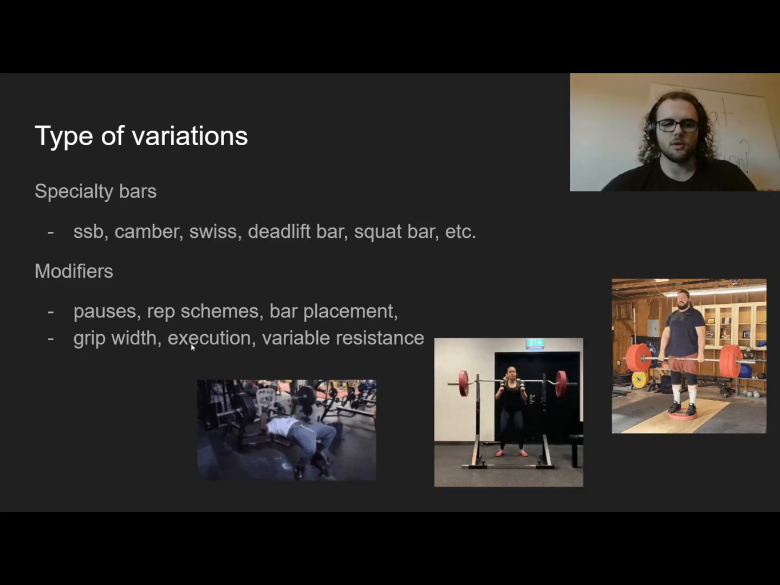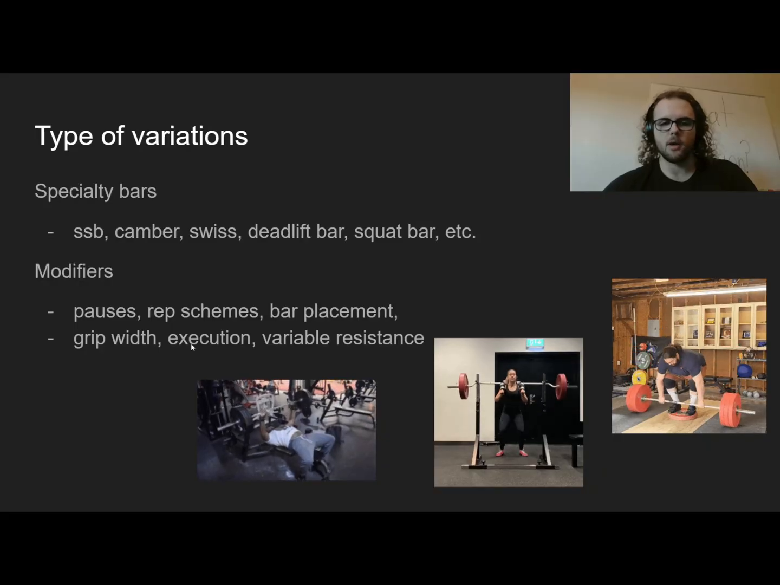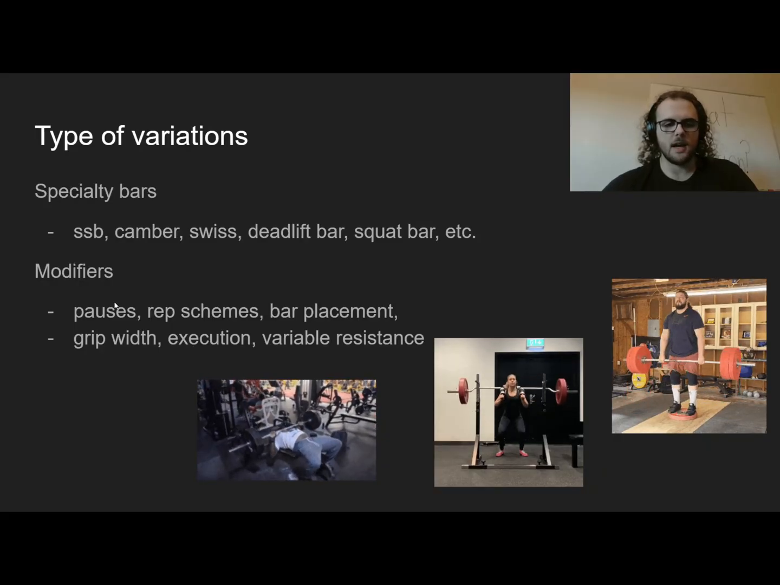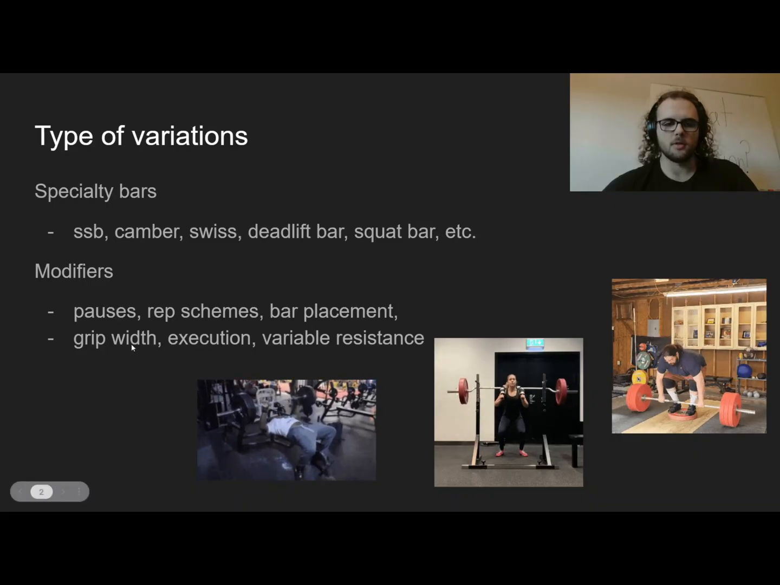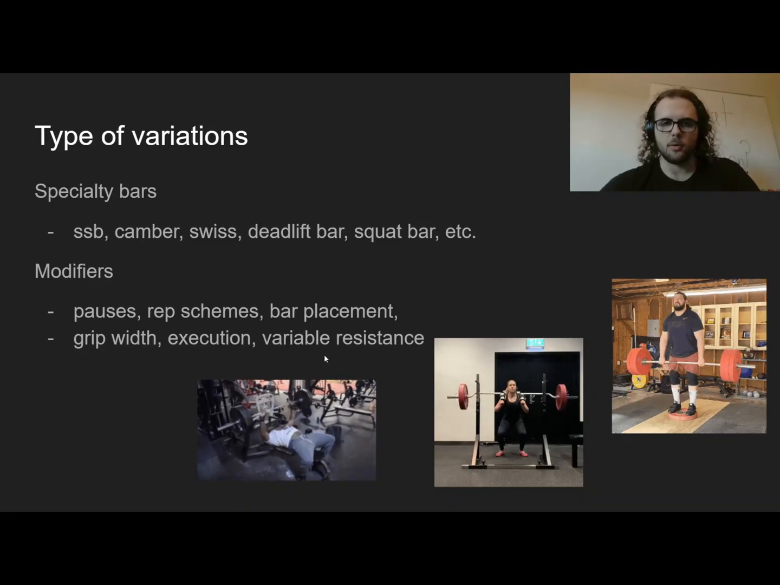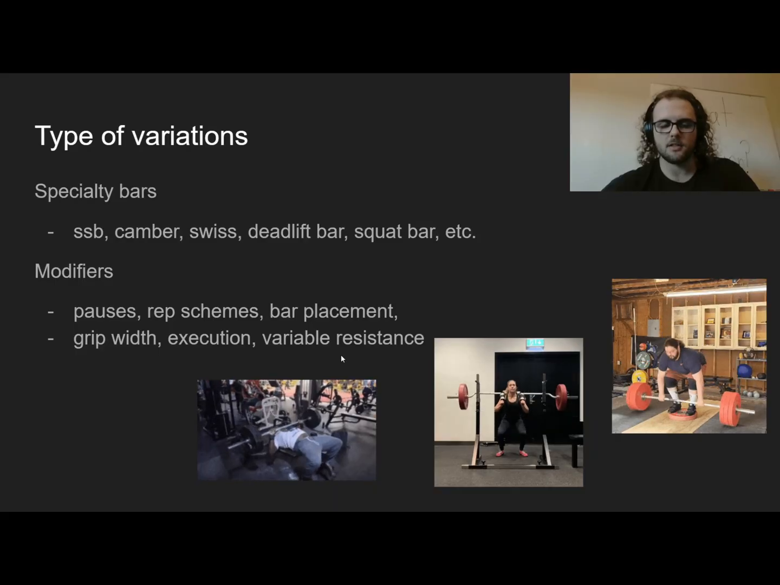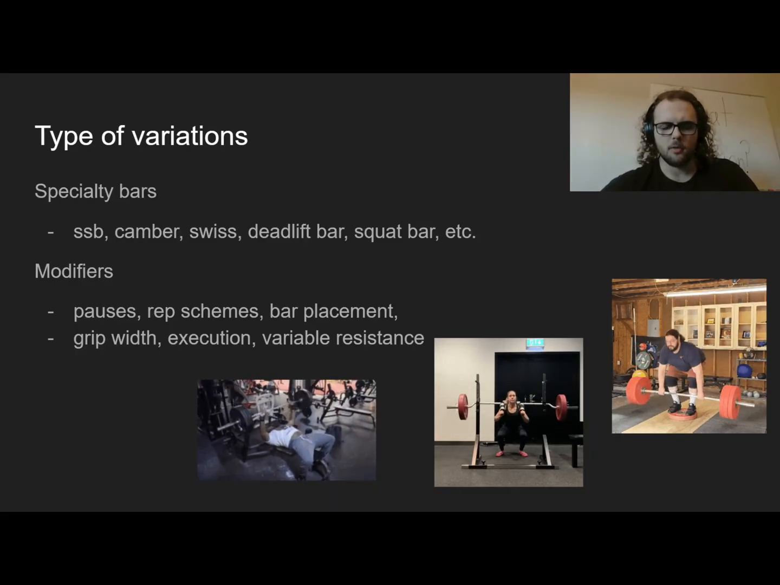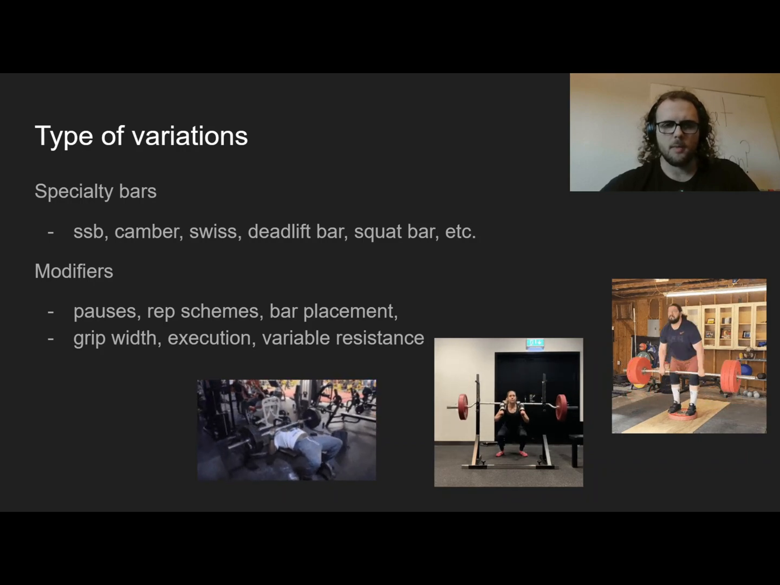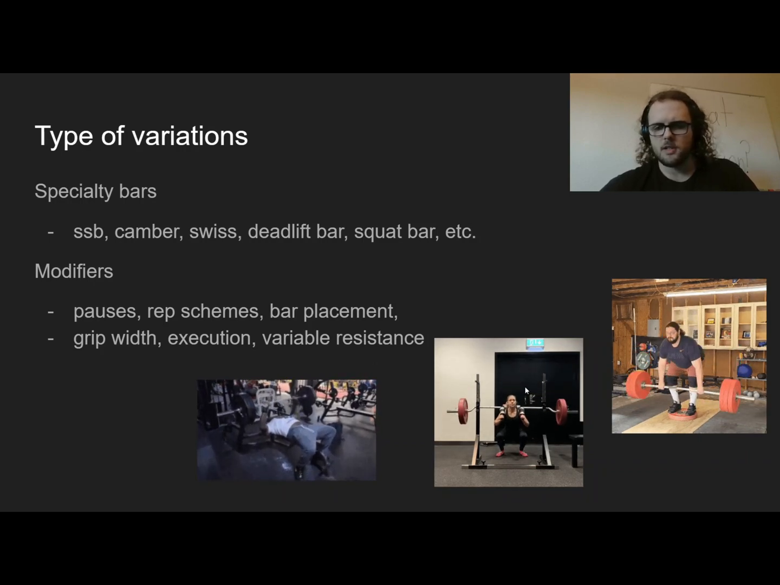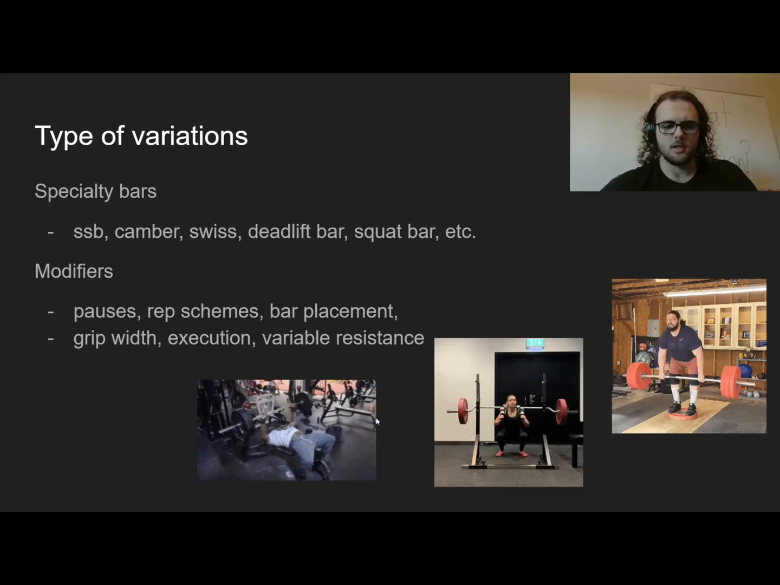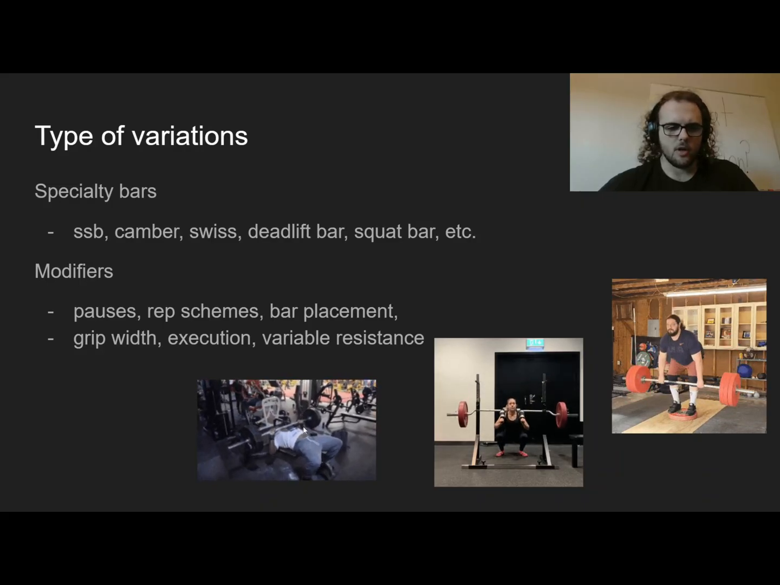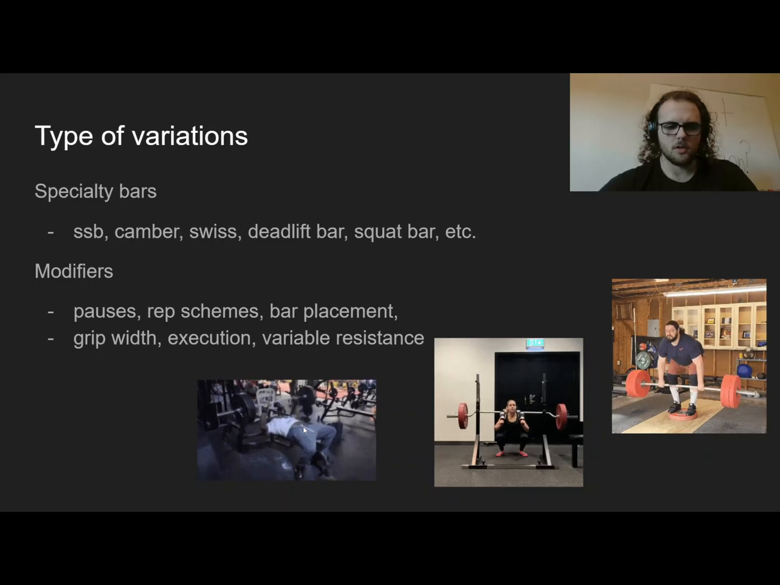We can look at execution, so that could be something like tempo, pauses again, or that bar placement grip width we talked about. And then finally, variable resistance, whether that's bands or chains. I don't want to get too much into those cults. I know people feel pretty strongly about their bands and chains. So a couple easy examples here: deficits, SSB, and then close grip pause, super short pause bench press.